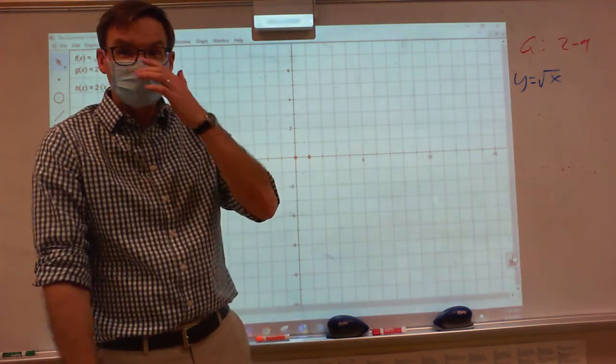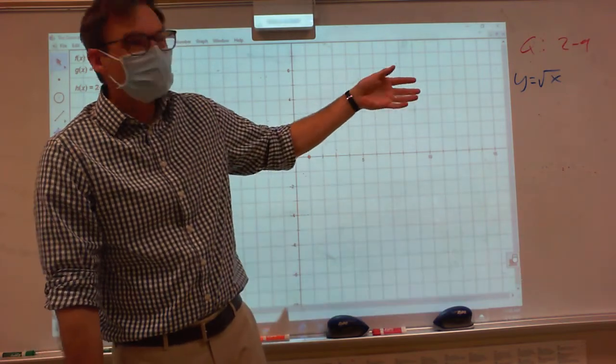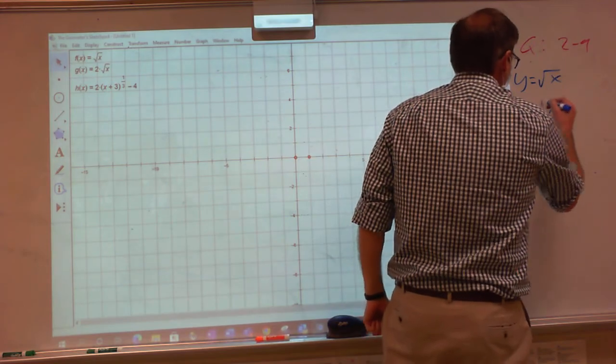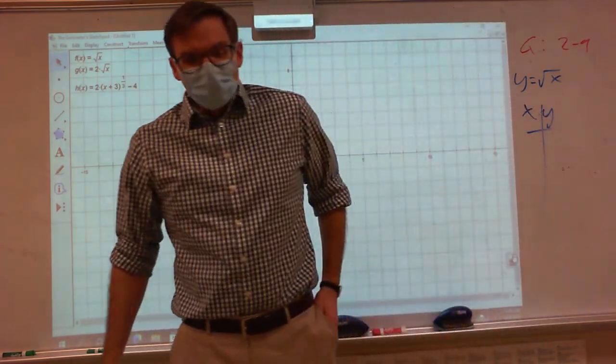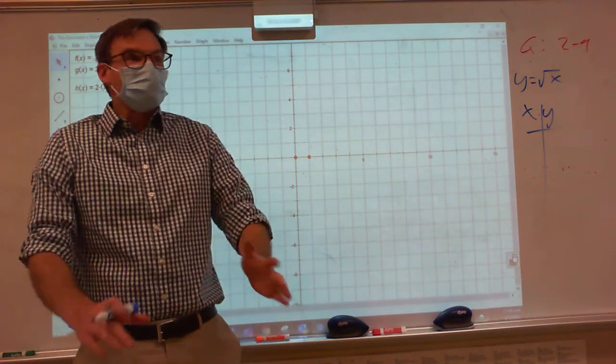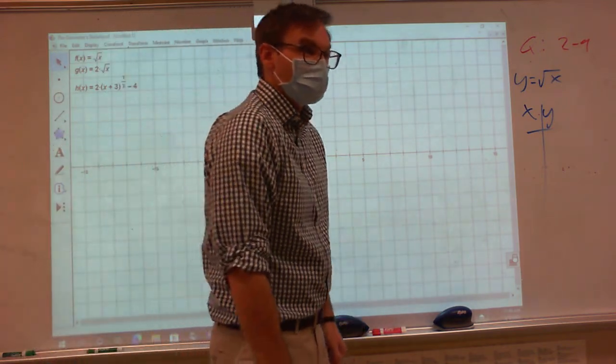Anytime you've got a new graph and you want to know what it looks like, you're going to make an XY chart. So I'm going to make an XY chart. And on my XY chart, I get to pick any values I want for X. That's the beauty of an XY chart, right?